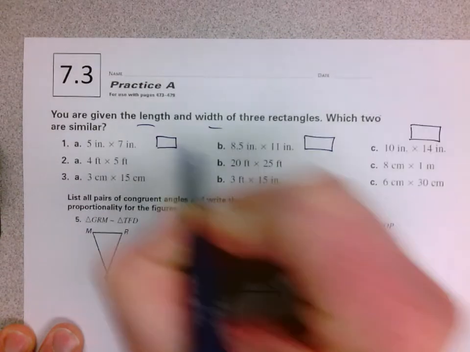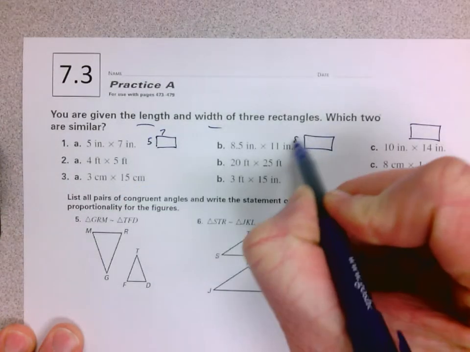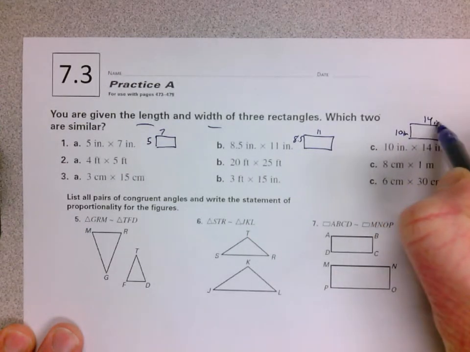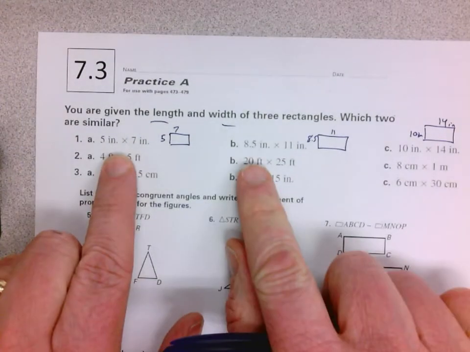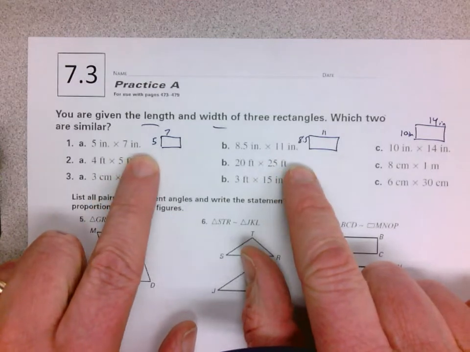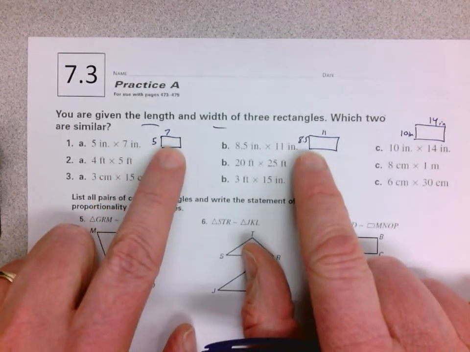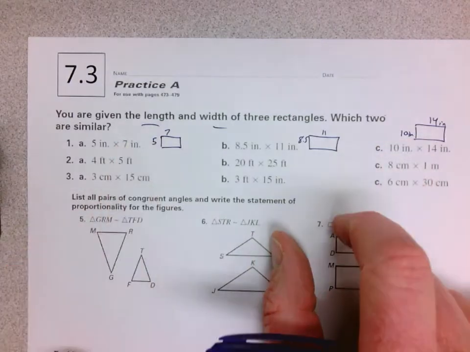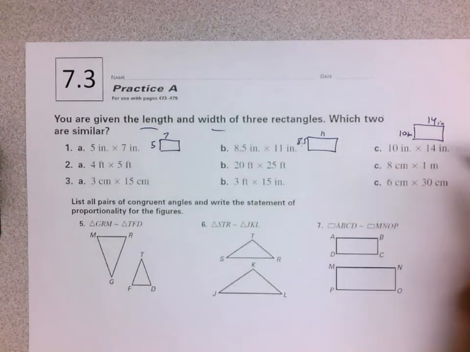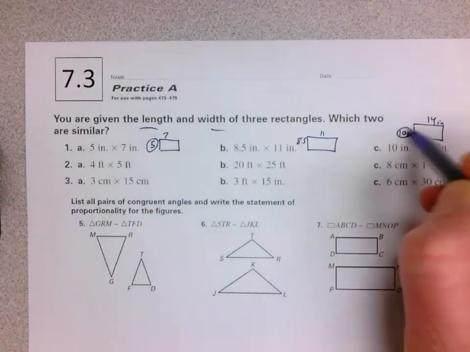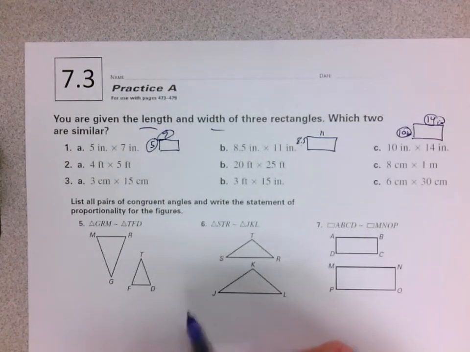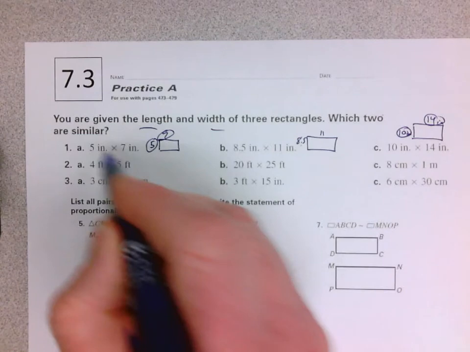the problem is asking. So basically you're comparing the ratios here to see if the ratios of the sides are the same. Well, you can write it out, 5 over 7, 8.5 over 11, 10 over 14. You do 5 over 8.5, is that the same as 7 over 11? Or you can look and see, okay, I see double 5 and you get 10, double 7 and you get 14. That doesn't work here with this one in the middle, so A and C.